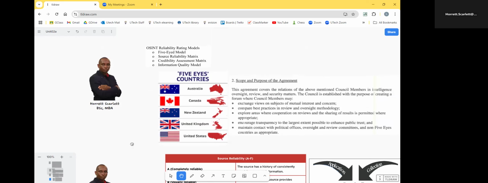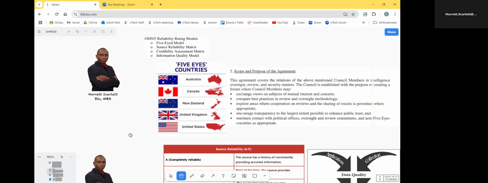We're now moving on to our reliability rating models. There are several of them: 5Is, source reliability, credibility assessment, and the information quality model. So what is the 5Is model?